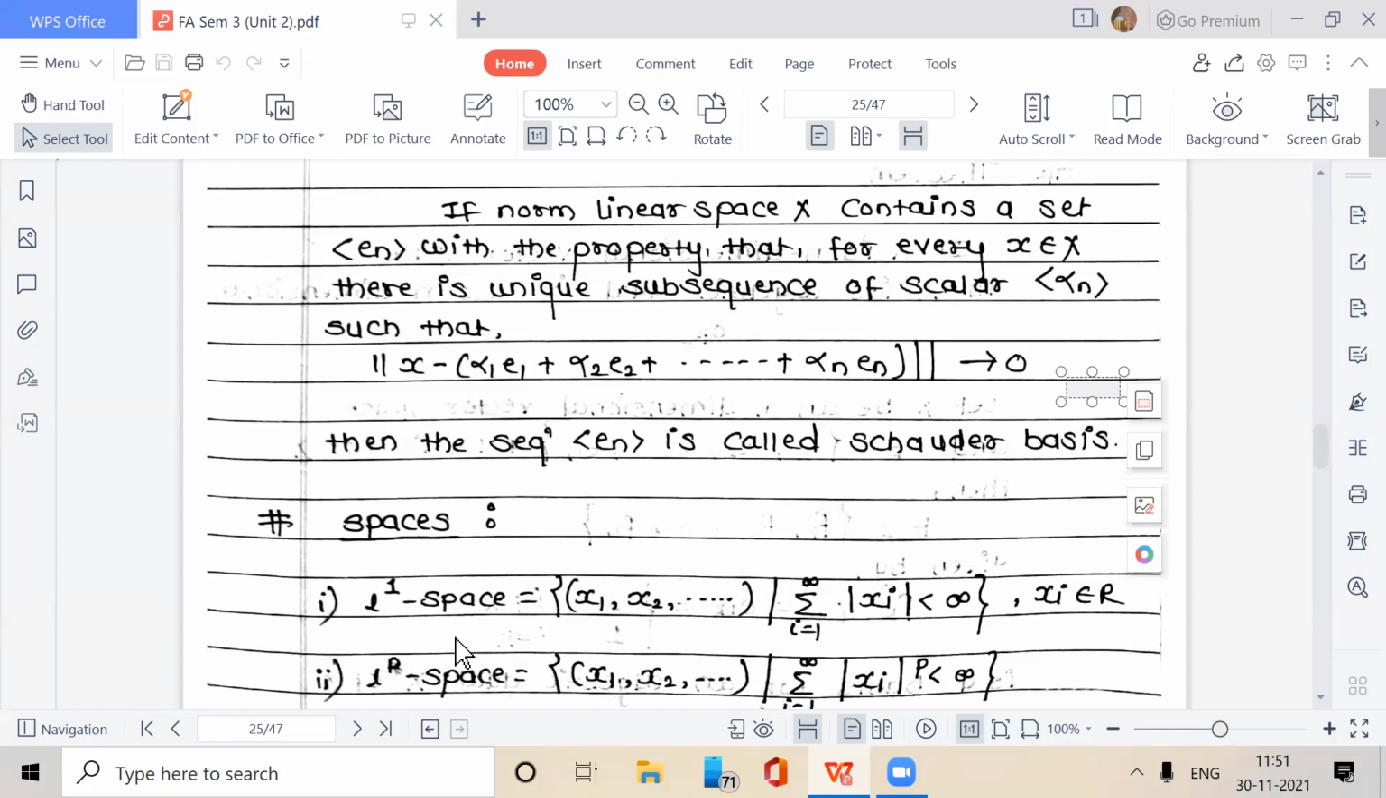Now we see some examples of spaces. Space L1 contains the elements which are sequences x1, x2, and so on, such that the summation from i equal to 1 to infinity of mod of xi is less than infinity, where xi belongs to capital R. It has a basis. This is the L1 space.